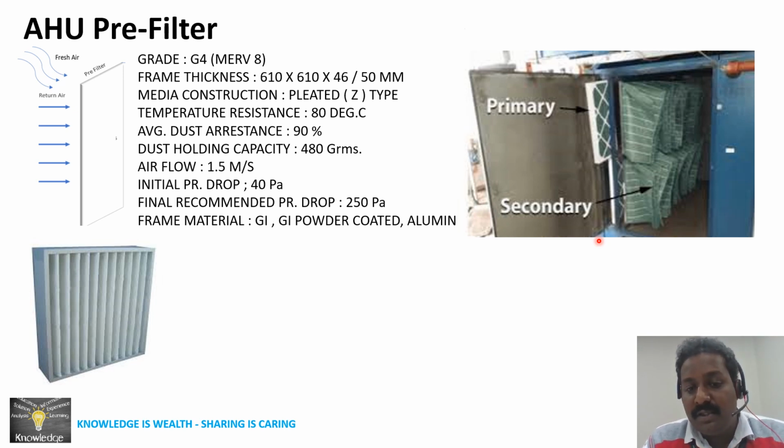Pressure drop is nothing but, when you have cleaned and installed the filter, there is only a little pressure drop. As time goes on, when the filter section is occupied with dust, obviously some pressure drop will happen. So the final recommended drop is 250. That is why we have a pre-filter cleaning cycle: 15 days once, or monthly once earlier, now it is reduced to 15 days. Now on alternate weeks, every week, we are going to clean the filters.